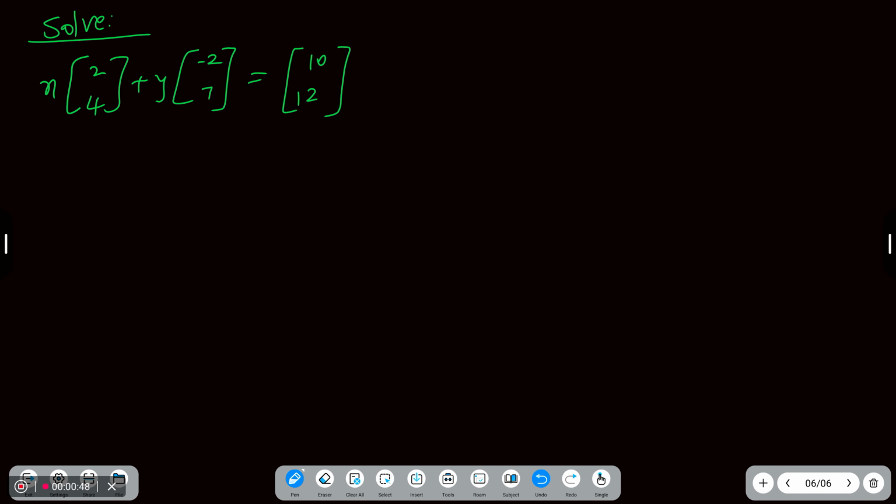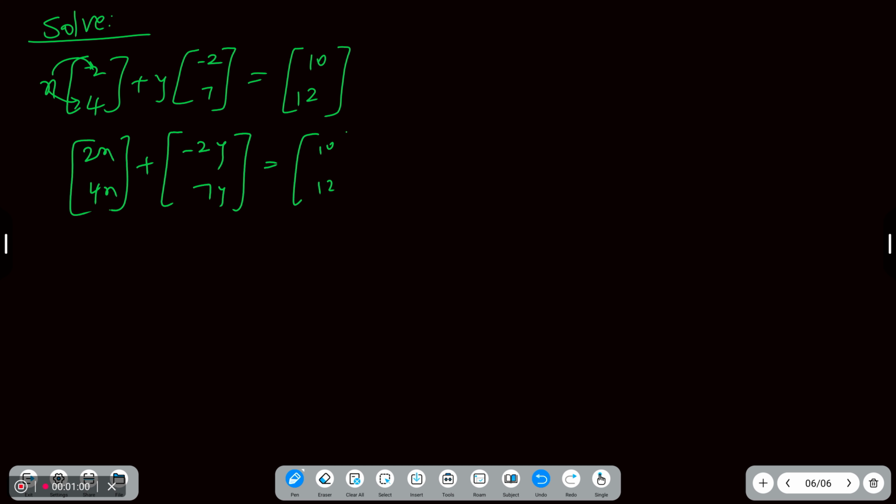Now how do you have to do this? Take the variable and multiply inside, so that we get 2x, 4x, minus 2y, 7y, and 10 and 12. Whatever we have, you write. Now this is like a matrix addition. In matrix addition, the order must be the same. So here 2 rows 1 column, here also 2 rows 1 column. So the order is the same, so surely you can add.